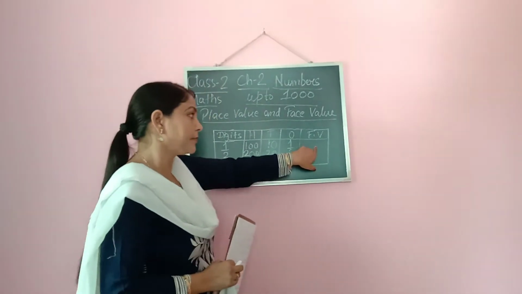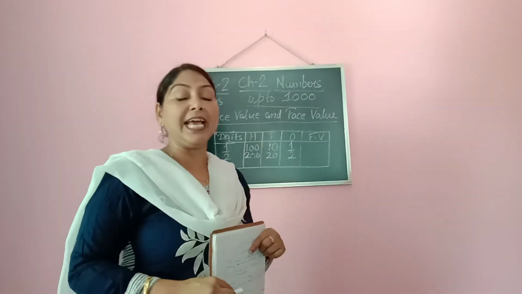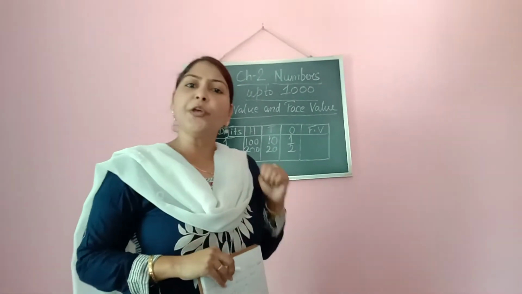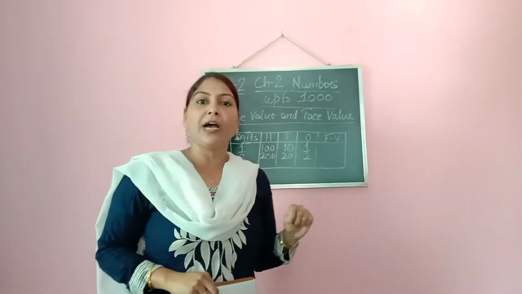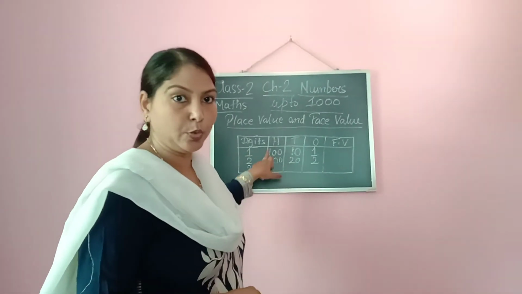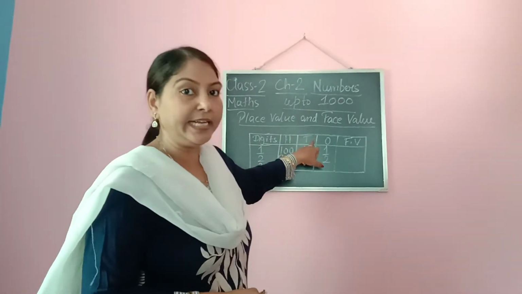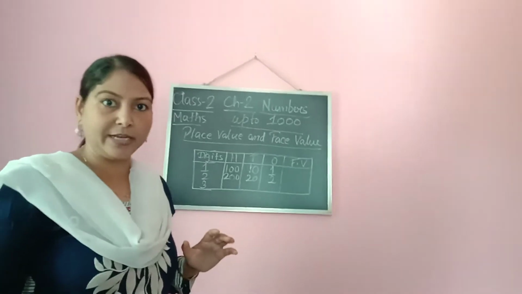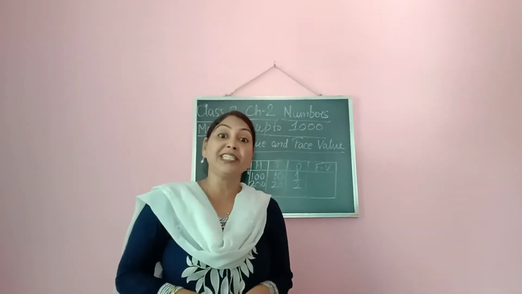Now you can see there is one more column I have written. What is that column? The column F dot V. F dot V means the face value. What do you mean by face value? So far I have told you what is the place value of digit 1, digit 2 in the hundreds place, in the tens place and in the ones place. How we write, that I have explained to you, right? But what is face value?